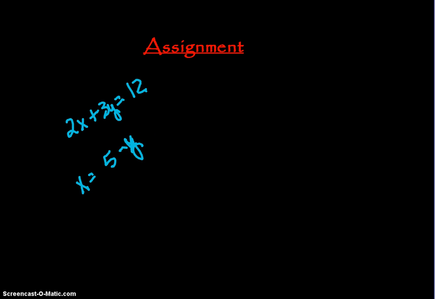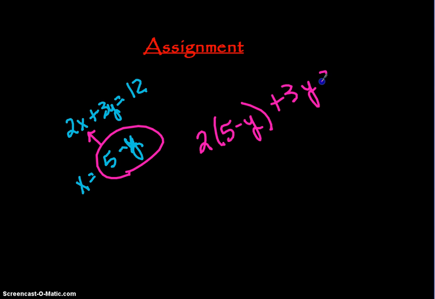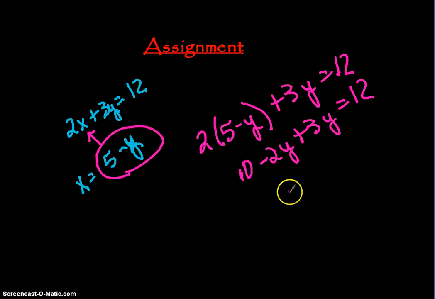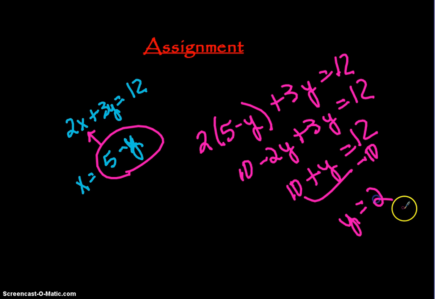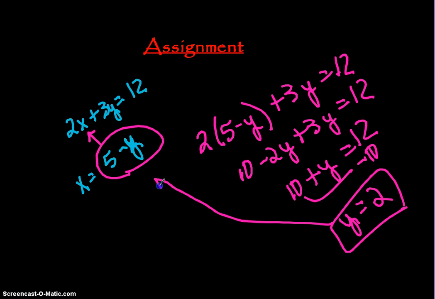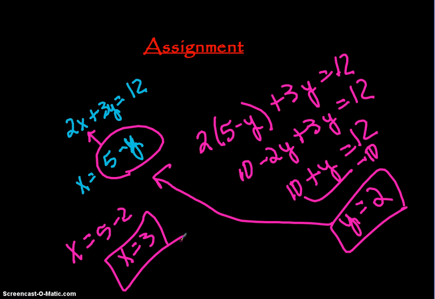You would take the 5 minus y and put it in for x. And that would become 2 times 5 minus y plus 3y equals 12. So 10 minus 2y plus 3y equals 12. 10 plus y equals 12. Subtract your 10, and y equals 2. And you would take that back over here, and you would say x is equal to 5 minus 2, and so x equals 3. So that's what the substitution questions do.